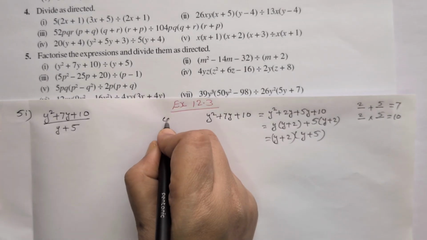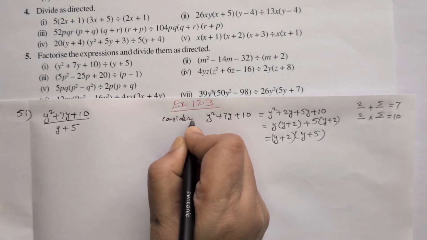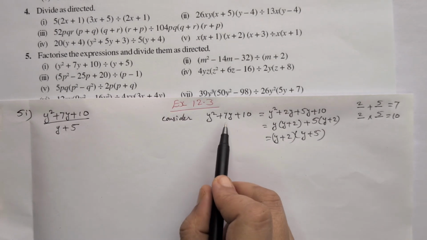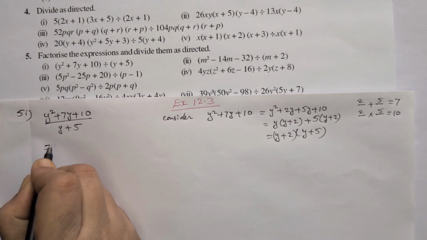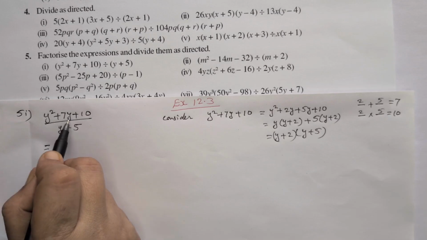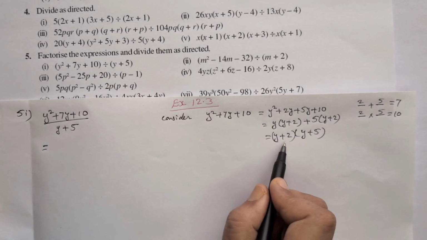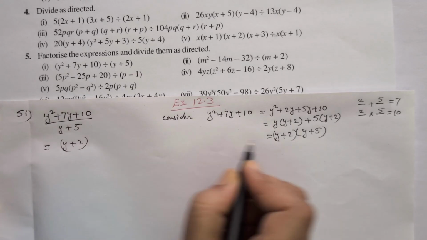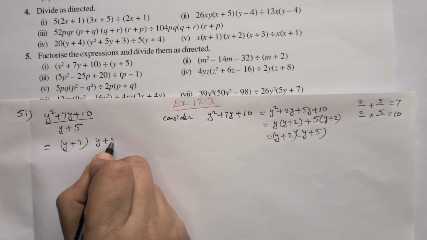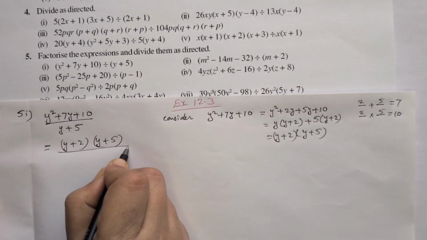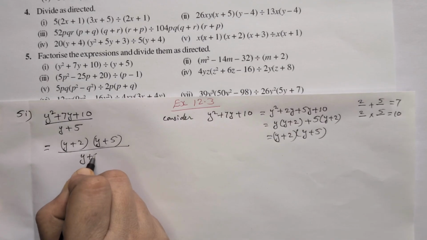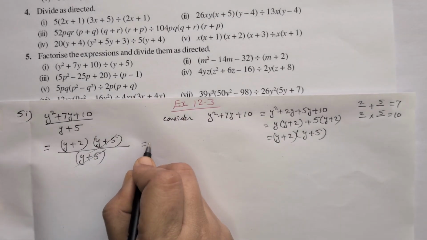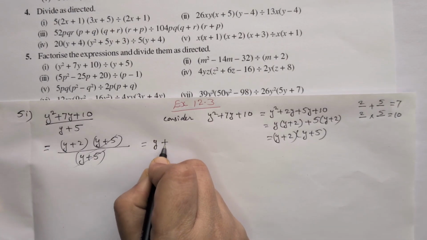So first we have to consider this numerator to factorize. So we can rewrite the given question, in place of y square plus 7y plus 10 as the factorized form, y plus 2 into y plus 5, divided by y plus 5 in the denominator. Now we can cancel these two, and that is equal to y plus 2.